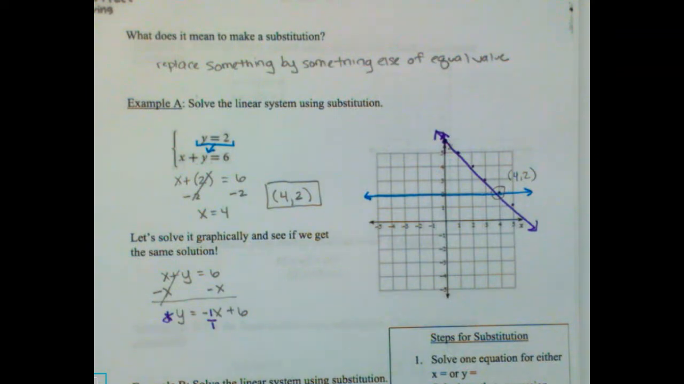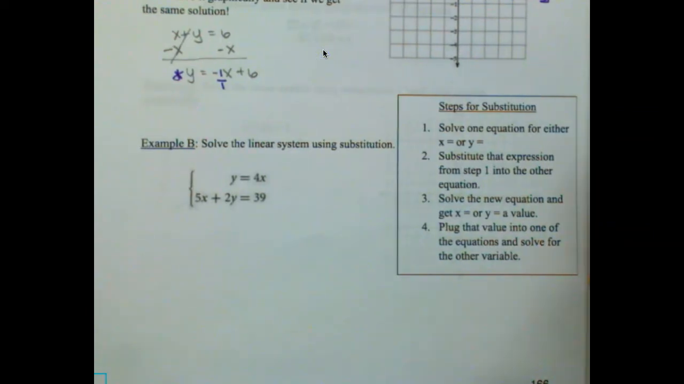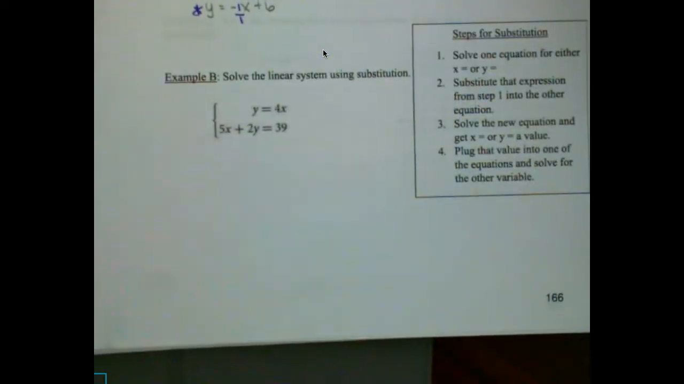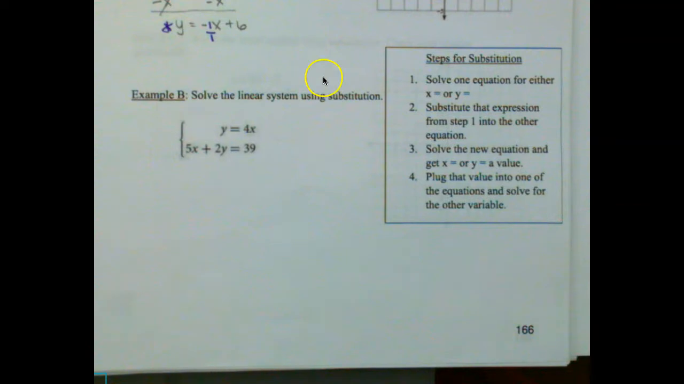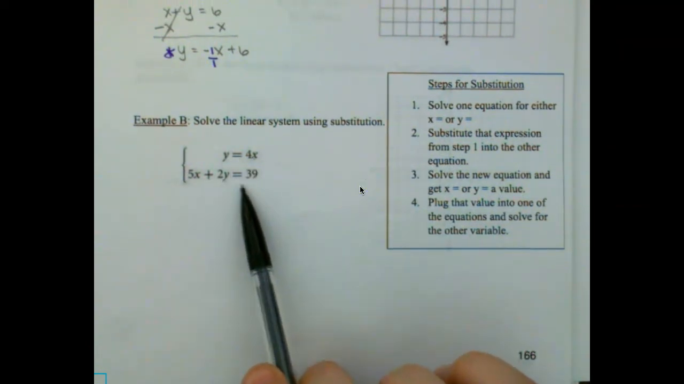Okay, so let's look at some that are a little harder than that, right? I'm not going to give you ones that are always just, here's a number, plug it in. That was just kind of to show you the concept. In general, what you're going to be seeing is equations that have 2 variables in both equations. So here's example B. y equals 4x and 5x plus 2y equals 39.